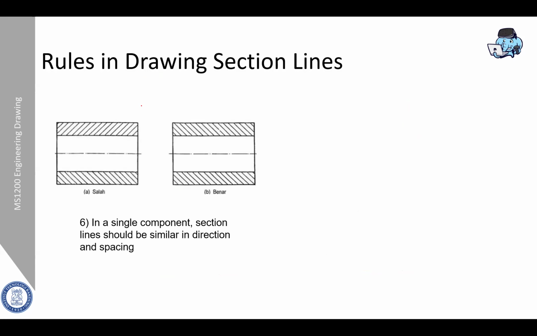Next ya, in a single component, section lines should be similar in direction and spacing. Jadi kalau ini salah. Kenapa salah? Karena ini dan ini sebenarnya adalah komponen yang sama, bagian dari dinding sebuah tabung. Part of a tube. Okay. That's why we should draw the section lines atau arsiran seperti ini. Harus sama arahnya ya. Spacing-nya juga sama. Jadi ini menandakan ini dan ini adalah actually the same parts. The same components. Okay.